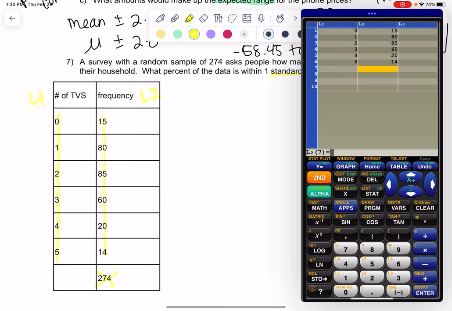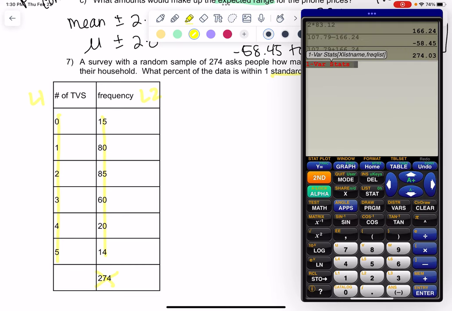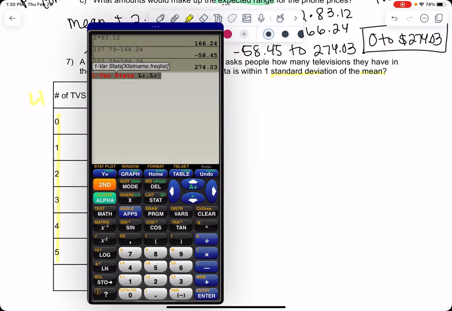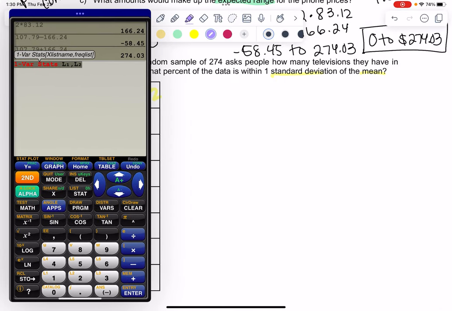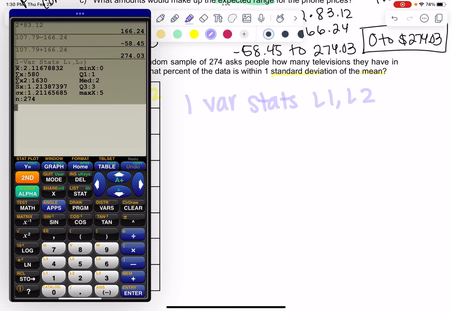And then we'll go to Stat, we'll go to 1-Var Stats under Calc, and you need to make sure you tell it to look at frequencies. If you don't tell it to look at frequencies, it will not look at frequencies. So L1 comma L2, and I get a mean, or x̄, because it's a sample, of 2.1 TVs, or 2.11. 2.1 is enough, we just want one more than the data. We're using x̄ because it's a sample.